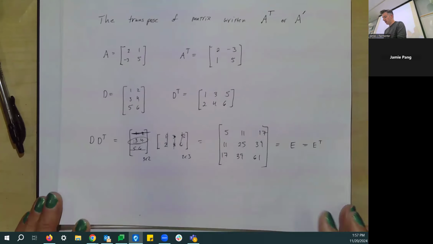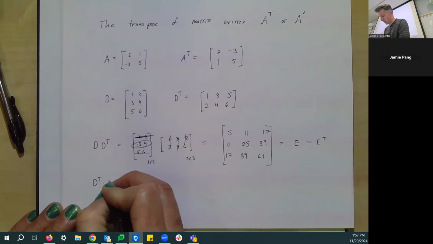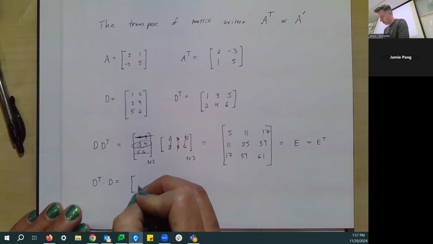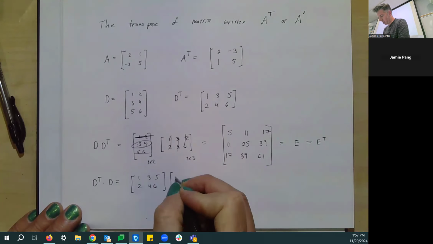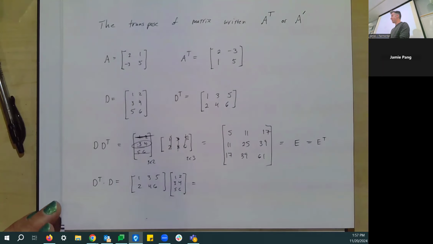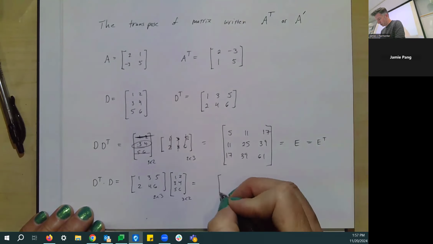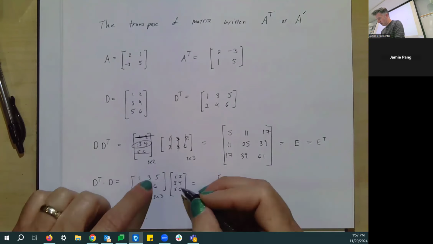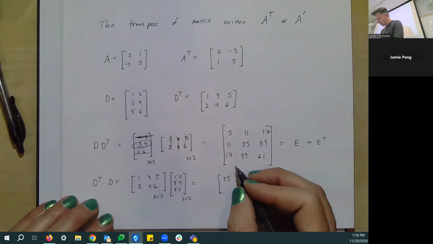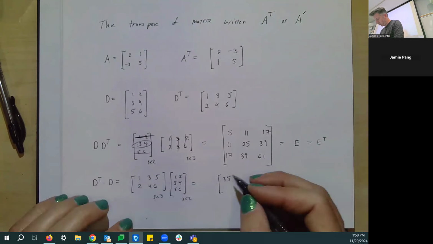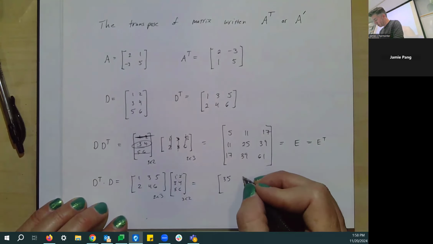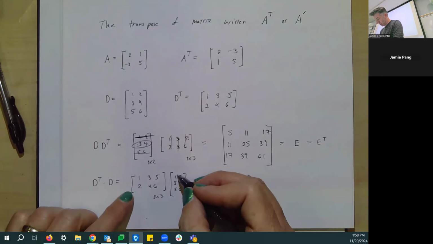We could also multiply it in the opposite order. D transpose times D is going to be 1, 3, 5, 2, 4, 6 times 1, 2, 3, 4, 5, 6. Here we're going to get a much smaller matrix. This one's going to be 2 by 2 because we're multiplying a 2 by 3 by a 3 by 2. So here we're going to get 1 plus 9 plus 25, which is 35. And then 2 plus 6 plus 30, which is 38.